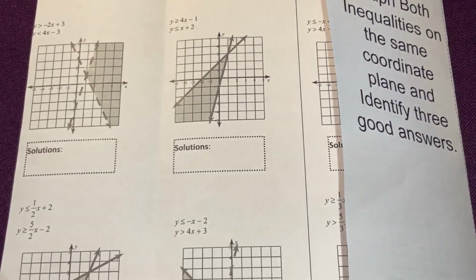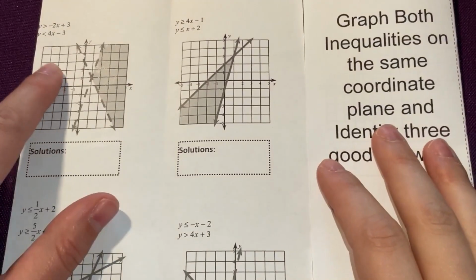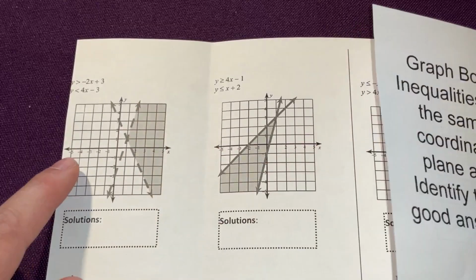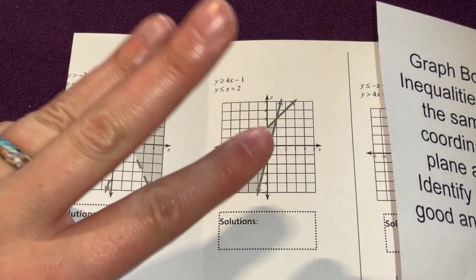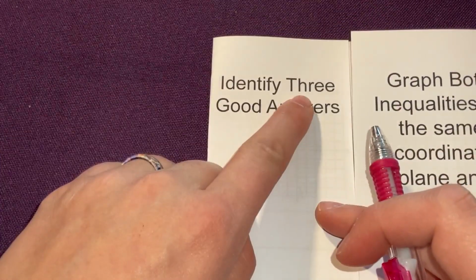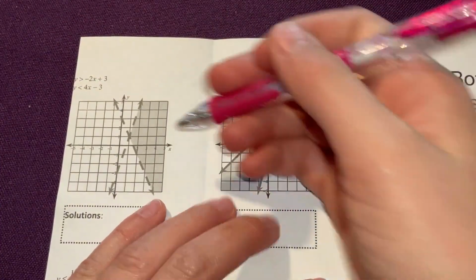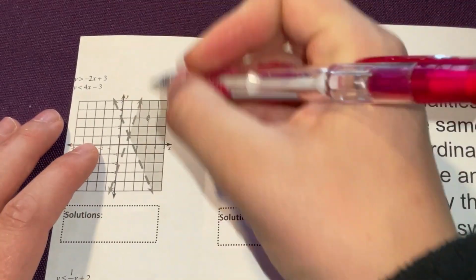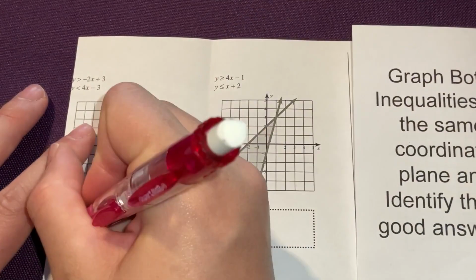Looking at this, ooh, that was a bad copy. But we have these 2 graphs, right? Now, this is showing where it's double shaded. So all you're going to do is pick three good answers from here. And it doesn't matter as long as it's where it's double shaded. So like this would be a good answer. So that is 3, 3.